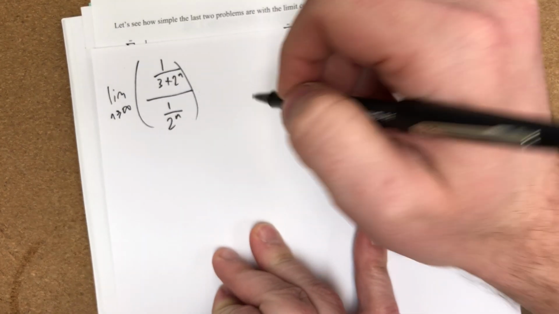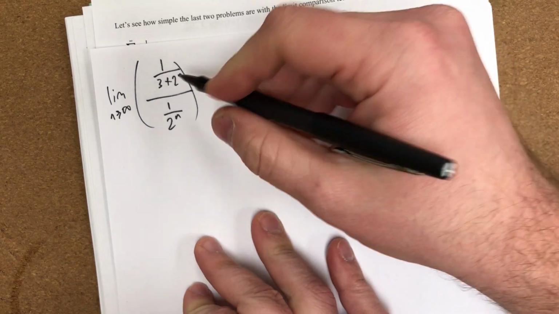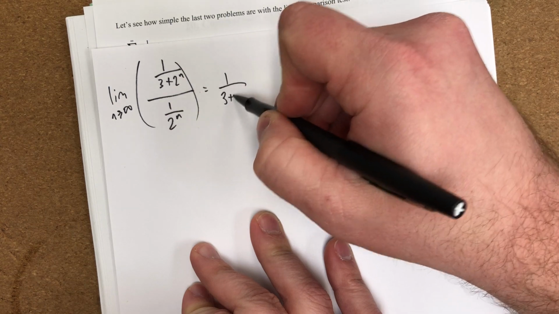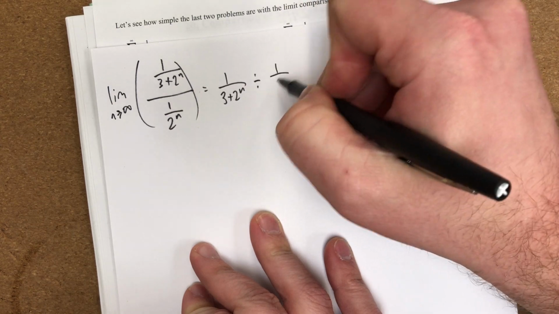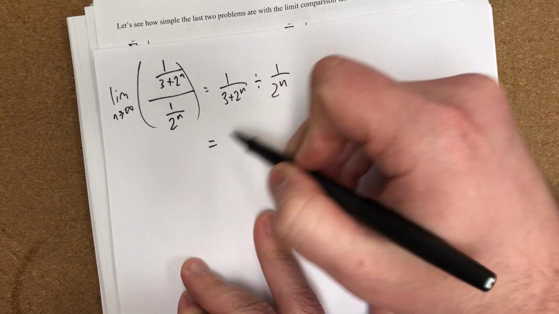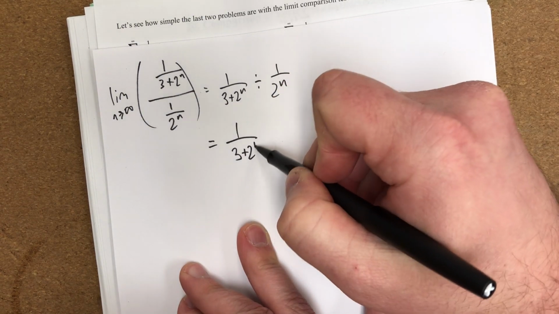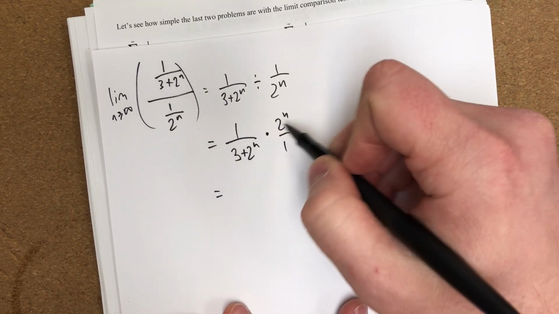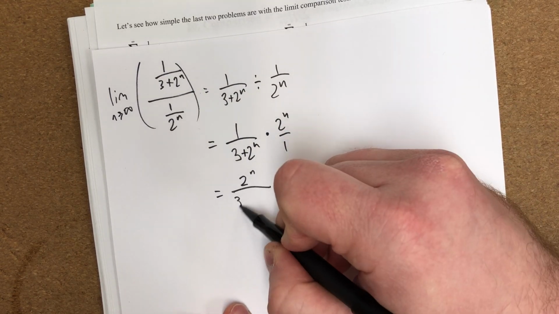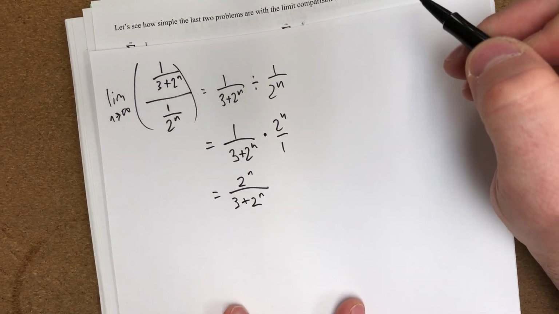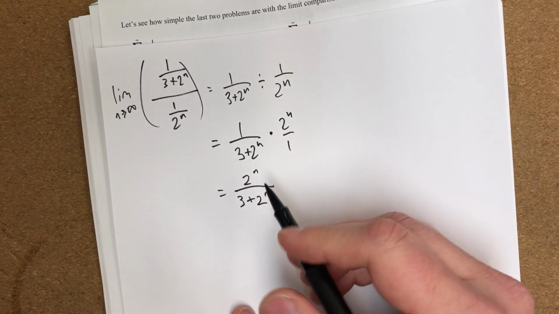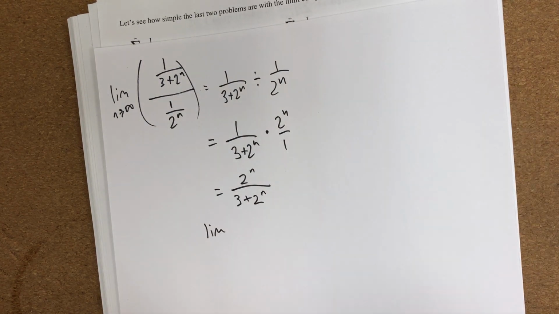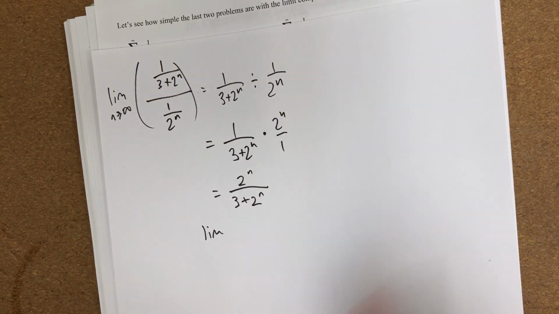And you might be like, whoa, whoa, whoa, no thank you. Well, look, dividing by fractions is super easy, right? This literally means 1 over 3 plus 2 to the n divided by 1 over 2 to the n, which is the same thing as saying 1 over 3 plus 2 to the n times 2 to the n over 1, which is the same thing as saying multiply the tops, 2 to the n over 3 plus 2 to the n. Okay. So what's the limit? Oh, by the way, this flipping thing happens so frequently. You're going to jump from here to here 99% of the time.